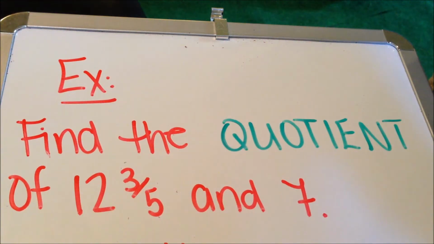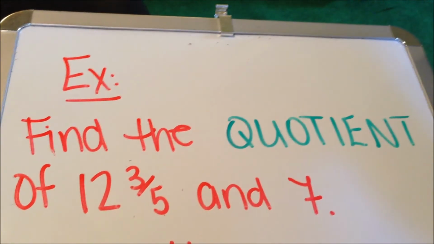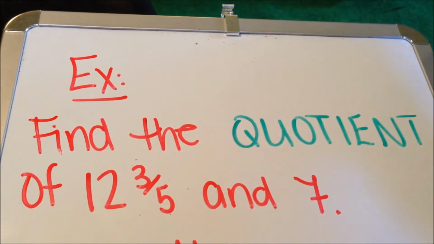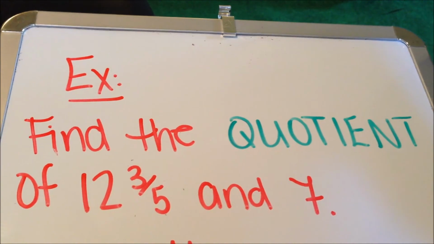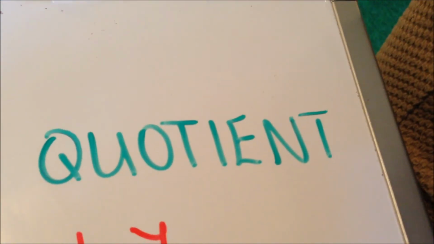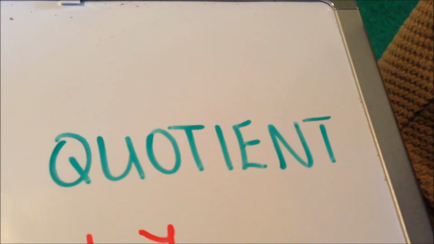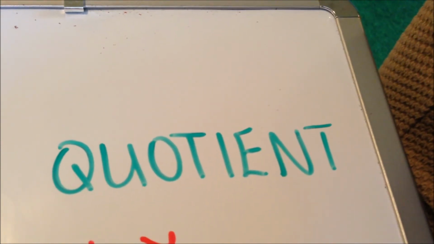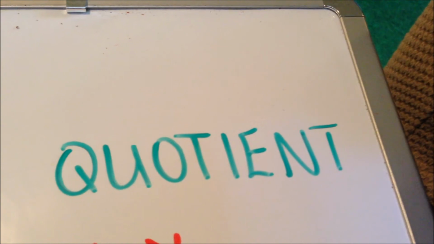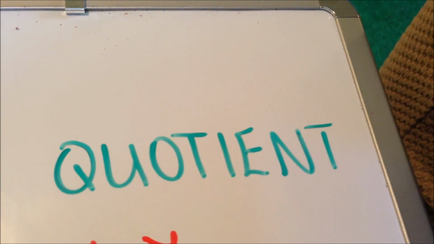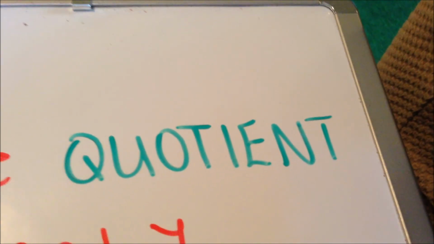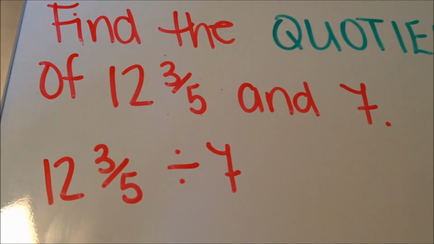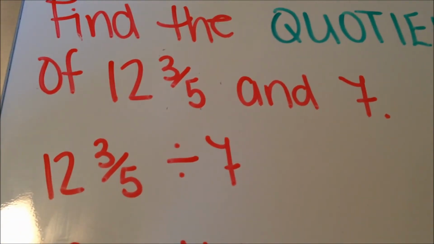The last example for this section is find the quotient of 12 and 3/5 and 7. The word quotient means division. So again, let's backtrack. The word sum means add. The word difference means subtract. The word product means multiplication. And the word quotient means division. So we're going to divide 12 and 3/5 divided by 7.